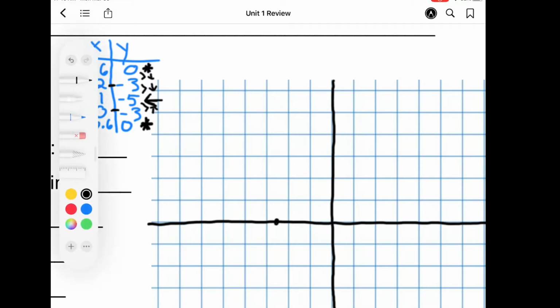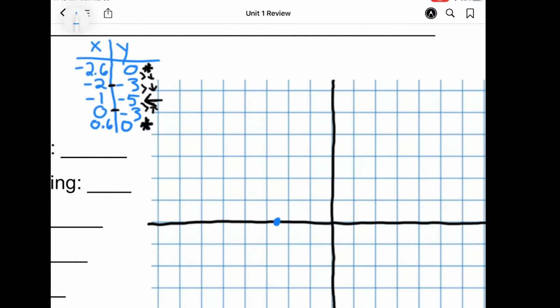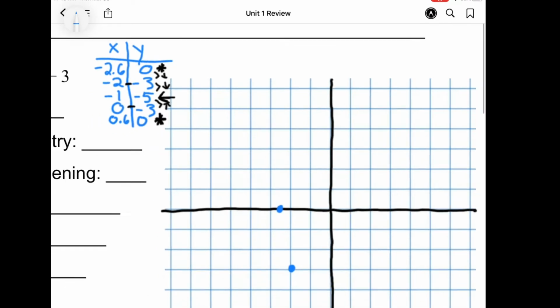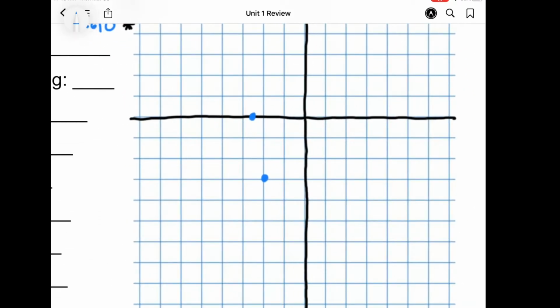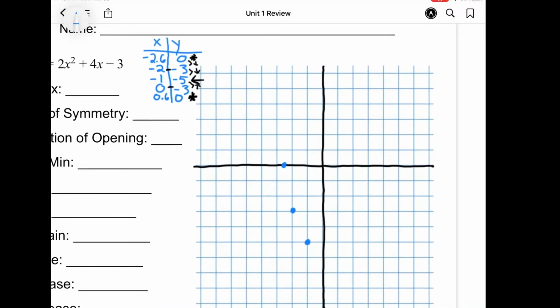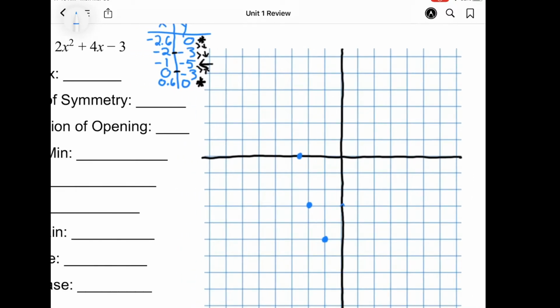Let me change the color. And then I have -2, -3, so left 2, down 3. Then I have -1, -5, so left 1, down 5. Then I have 0, -3, and then 0.60, so roughly about right there. And then all of these are curved because these are quadratic functions.